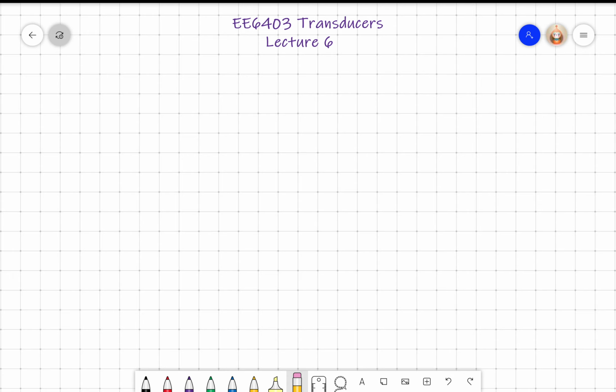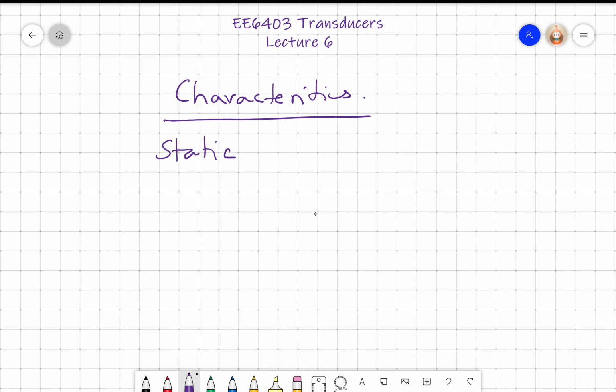Okay, we continue with our study of transducers. We were learning about transducer characteristics. We learned about the static characteristics, right? Then we started learning about dynamic characteristics.